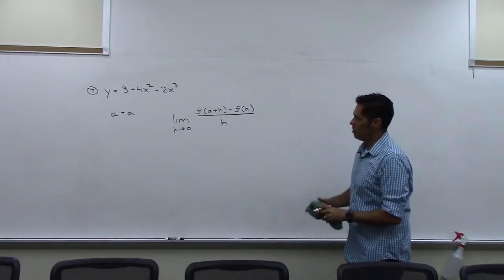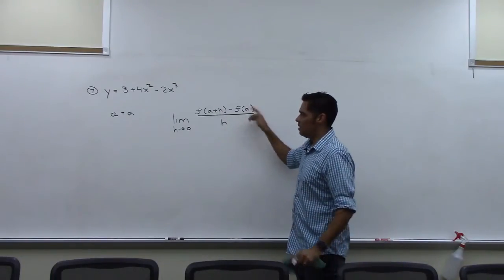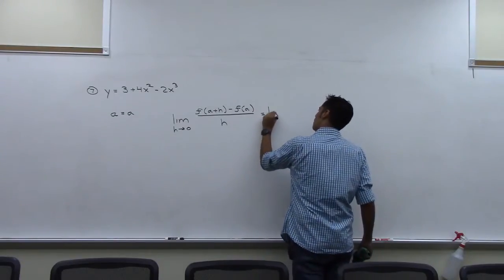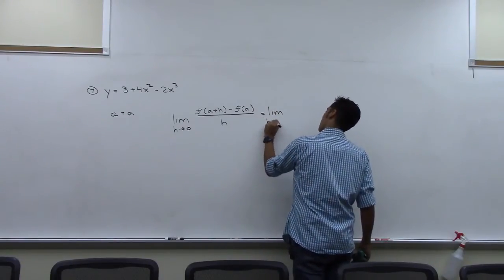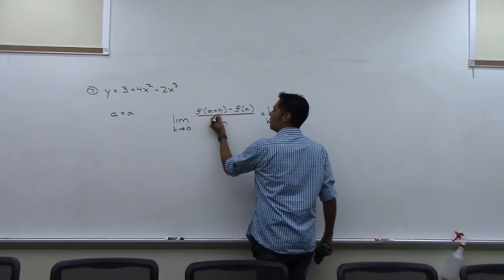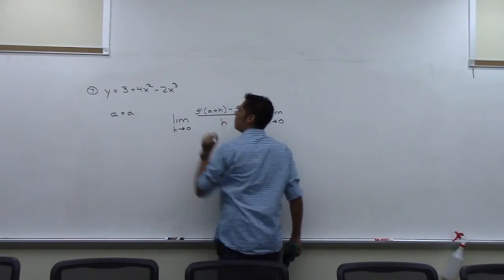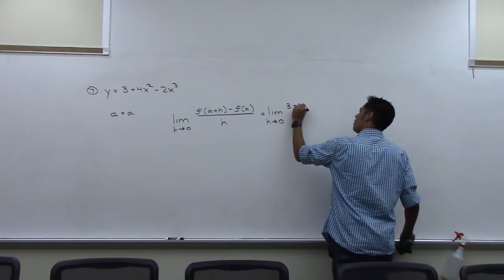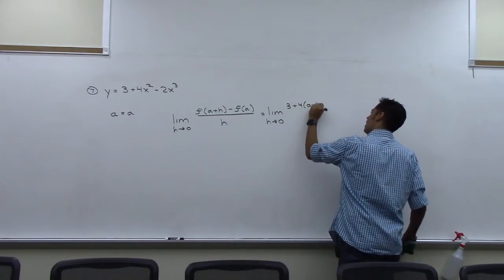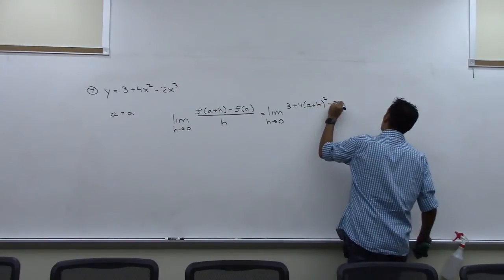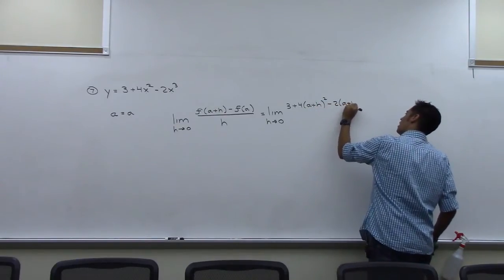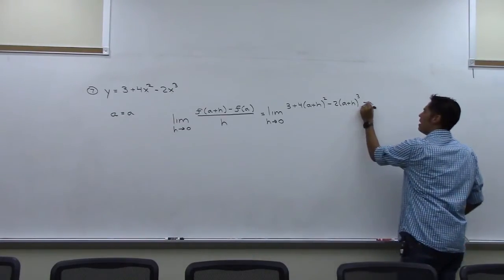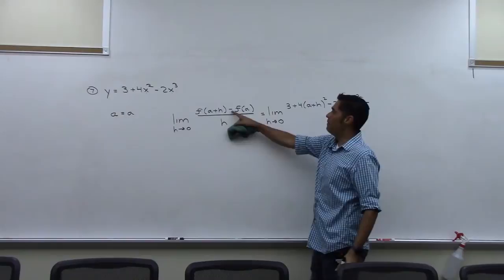All right, so notice I'm not going to be able to replace a with anything. I'm just going to have to leave it. So what I'll do first is I will replace into my function a plus h. So everywhere I see an x, I replace it with a plus h. I have 3 plus 4 times a plus h squared minus 2 times a plus h cubed. Nasty. Okay, minus, that's this, f of a.